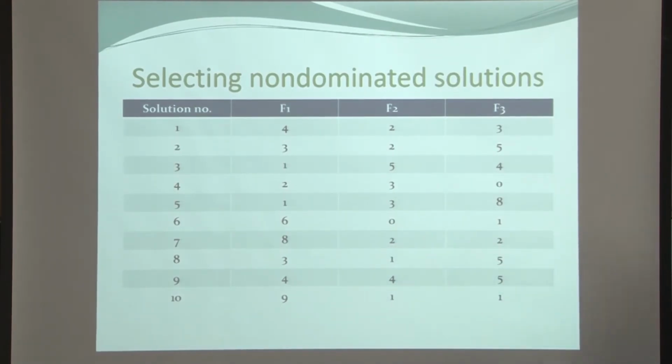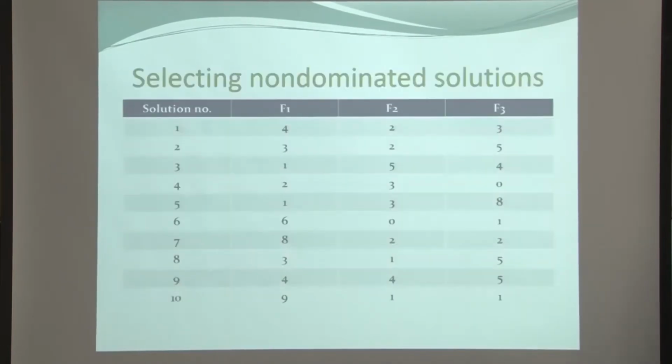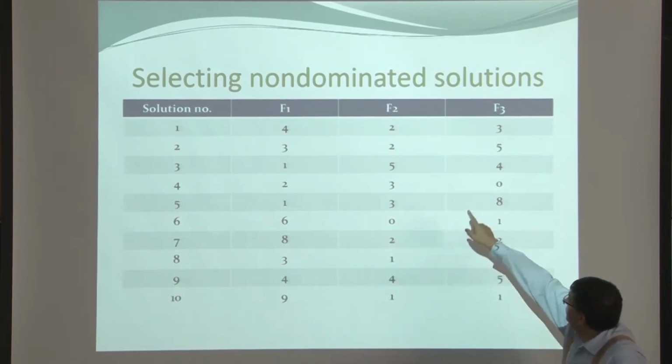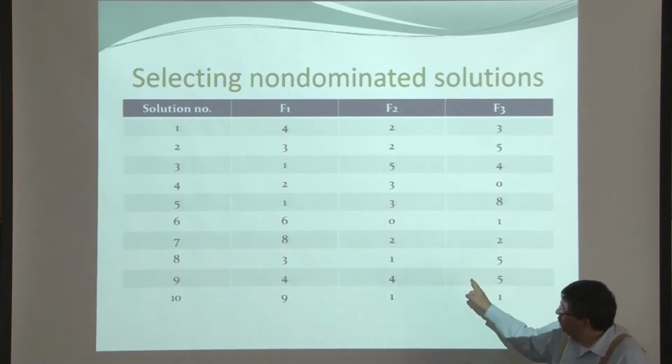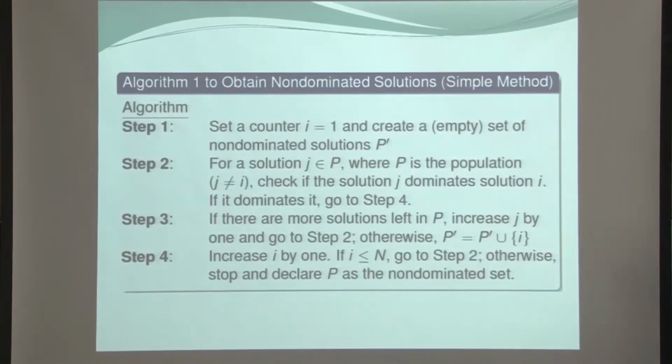No. Then you have to keep going. So keep going and tell me if solution 2 is non-dominated or if it is. If somebody dominates solution 2, then you will stop. So is anybody who dominates solution 2? Solution 8, if you see, 3, 1, and 5. So it's equal or less. So solution 8 dominates solution 2. Therefore, solution 2 cannot be non-dominated because it's dominated by someone.